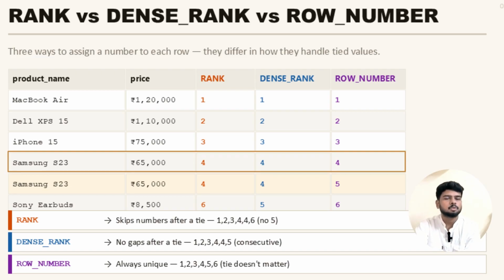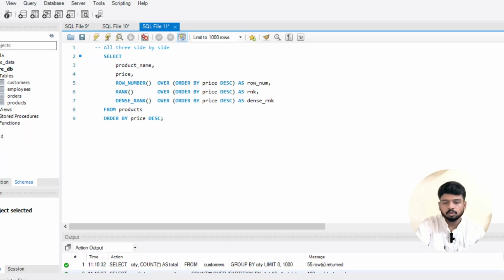So just keep in mind: row number is continuous, rank means skipping the next one, and dense rank means no skipping, right? If you shift to the workbench, you will get a better idea. Just see here what it does. All three side by side, we'll just see all three side by side.